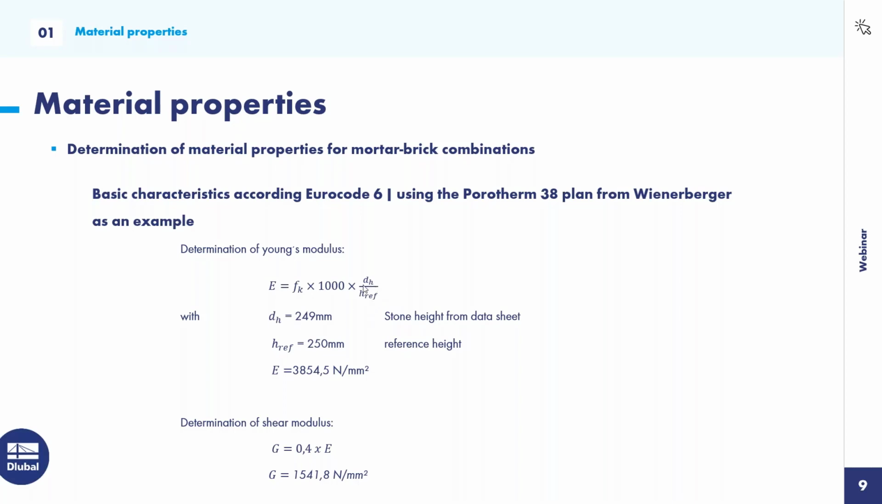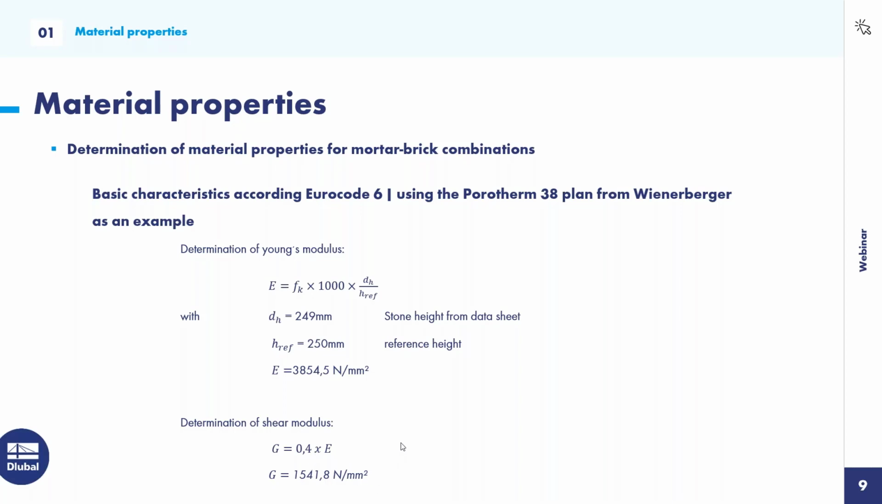That's why we have here a reference height and a stone height. If you have the reference height, or a stone height of about 250 millimeters, this factor is nearly 1. It only has an effect when you have small stones. In our case, we now get a Young's modulus of 3850, and the shear modulus depends on the Young's modulus. It's multiplied with 0.4, and you get a shear modulus of 1540.